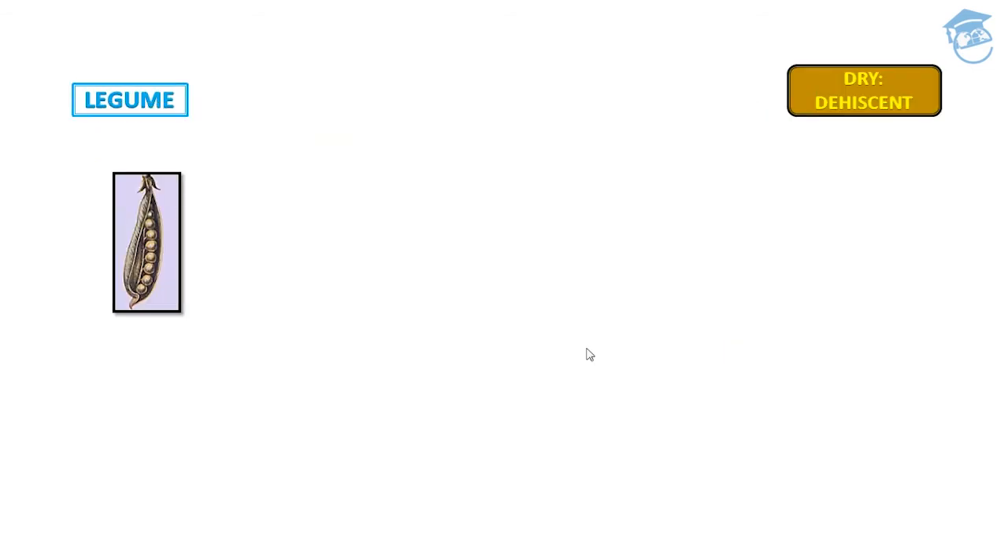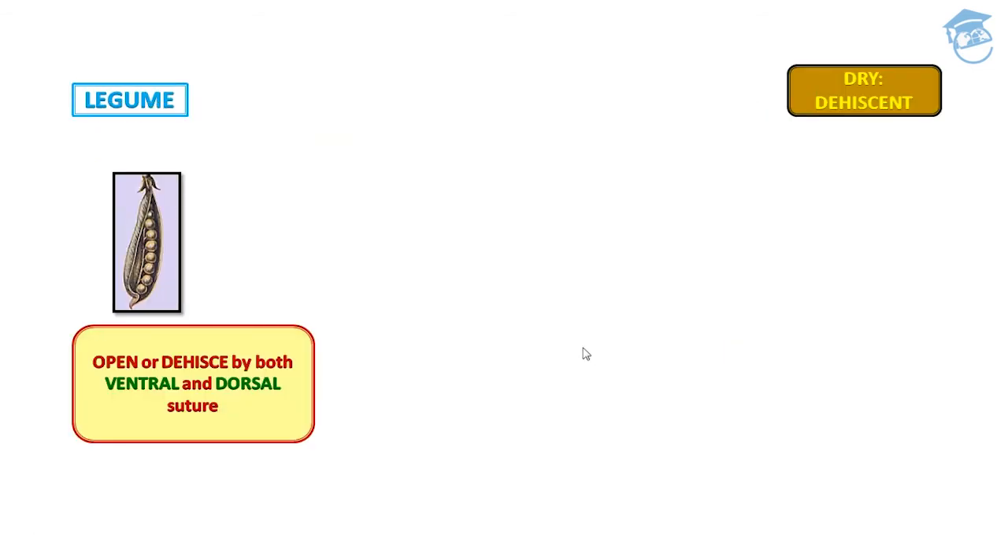Now comes dry dehiscent fruit. Example is legume. It opens or dehisces by both ventral and dorsal sutures. See, this is one suture and this is another suture. This is the dorsal suture and another one is the ventral suture. So in case of dry dehiscent, they open or dehisce by both ventral and dorsal sutures. In case of pea, see, this is one suture, this is the dorsal suture to be more precise, and at the back side of it, that is the ventral suture. So the dry dehiscent example is legume, that is peas.